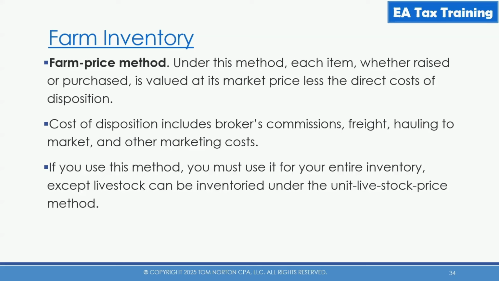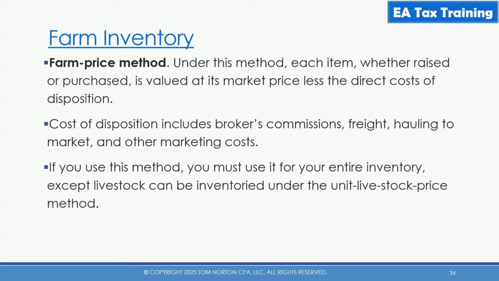First, the farm price method. Under this method, each item, whether raised or purchased, is valued at its market price less the direct costs of disposition. And the cost of disposition includes broker's commissions, freight, hauling to market, and other marketing costs. If you do choose to use this method, you must use it for your entire inventory, except for livestock, which can be inventoried under the unit livestock price method that we will talk about. But for all of your non-livestock, if you choose to use the farm price method, you have to use the farm price method for all of it.